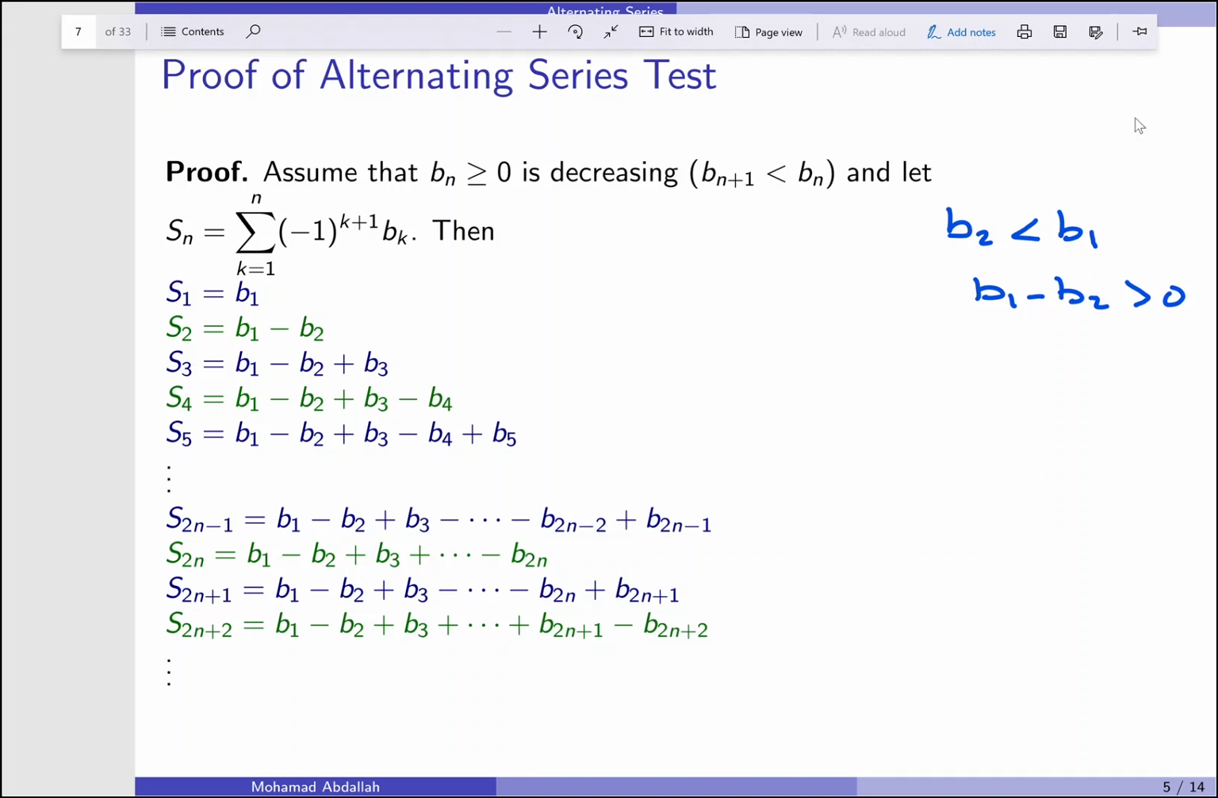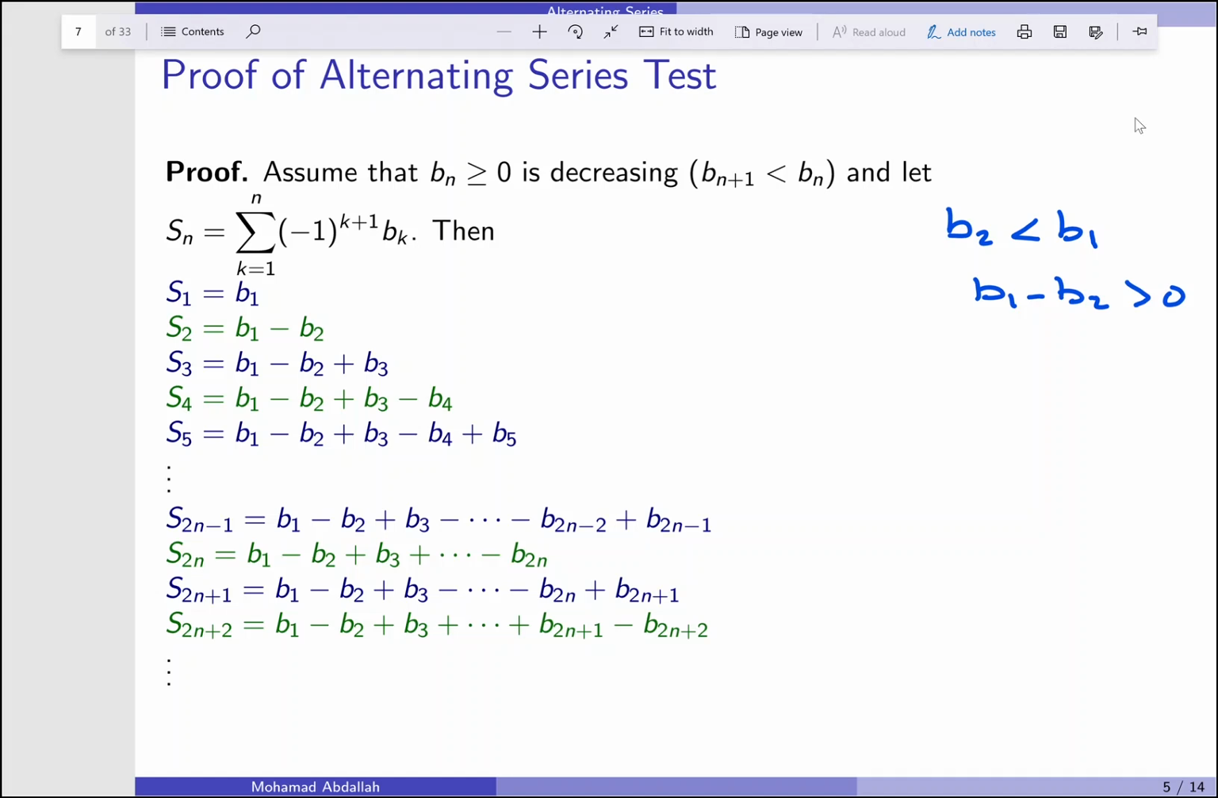So I'm writing here the sums explicitly. Notice that I'm alternating between the colors blue and green, and the ones with blue are the ones with the odd indices S1, S3, S5, S2n minus 1, S2n plus 1, and this keeps going. So I'm writing this explicitly. If you try S1, you're going to make k equal 1 up to n equal 1. So that's going to be negative 1 to the power 2 times b1, which is just b1.